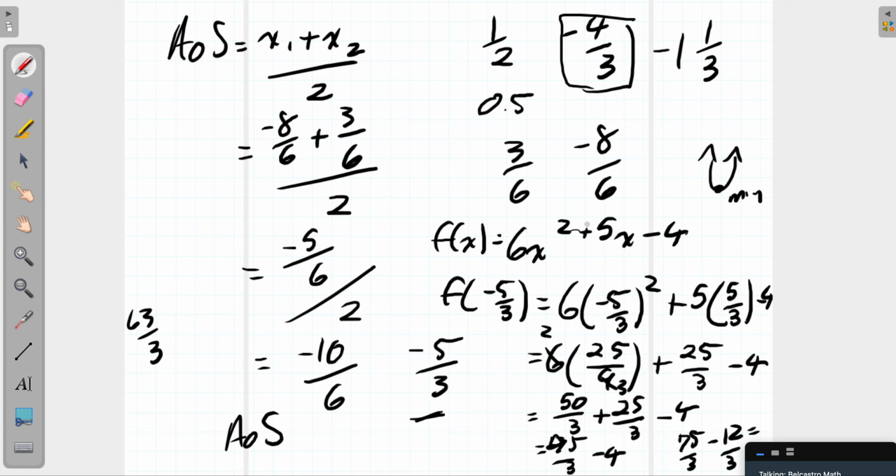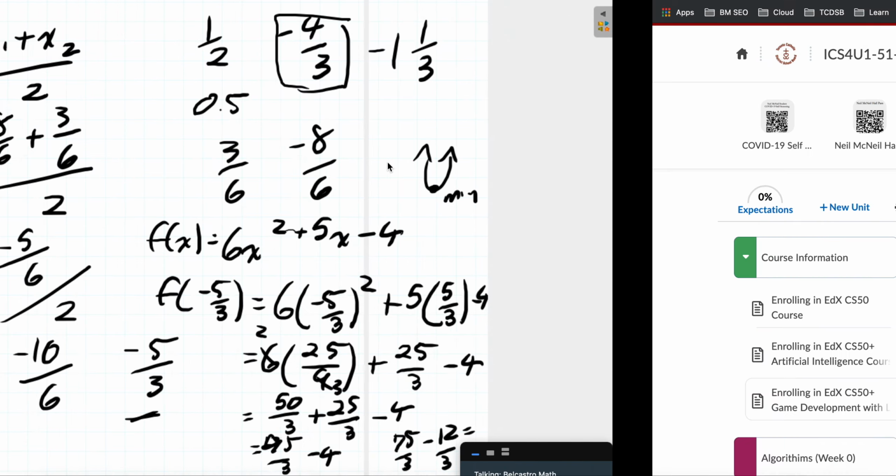What we'll do is we'll jump into decimals to kind of confirm our answer here. And when we type this in, you get 6x squared plus 5x minus 4, and 63 over 3 as a minimum value. Okay.